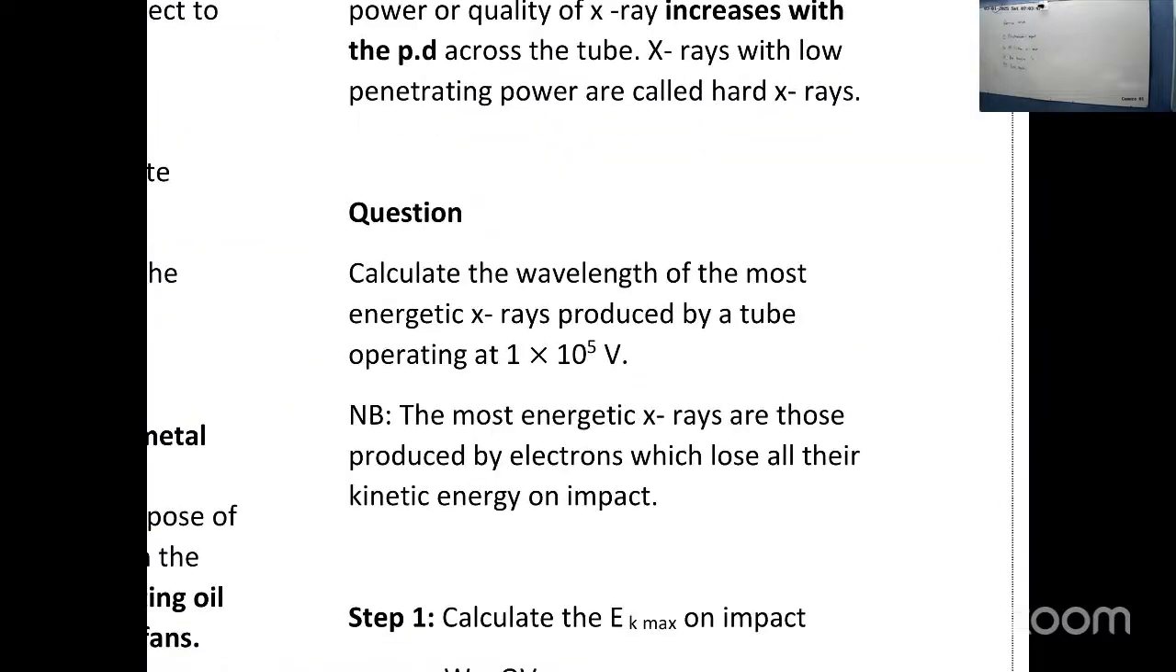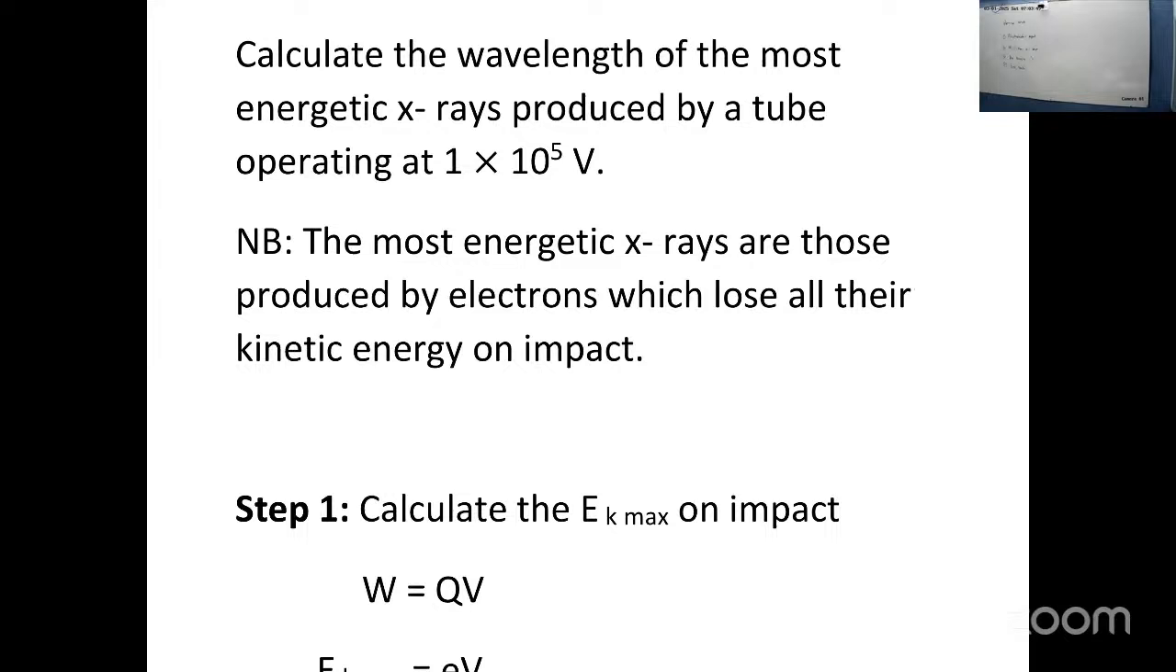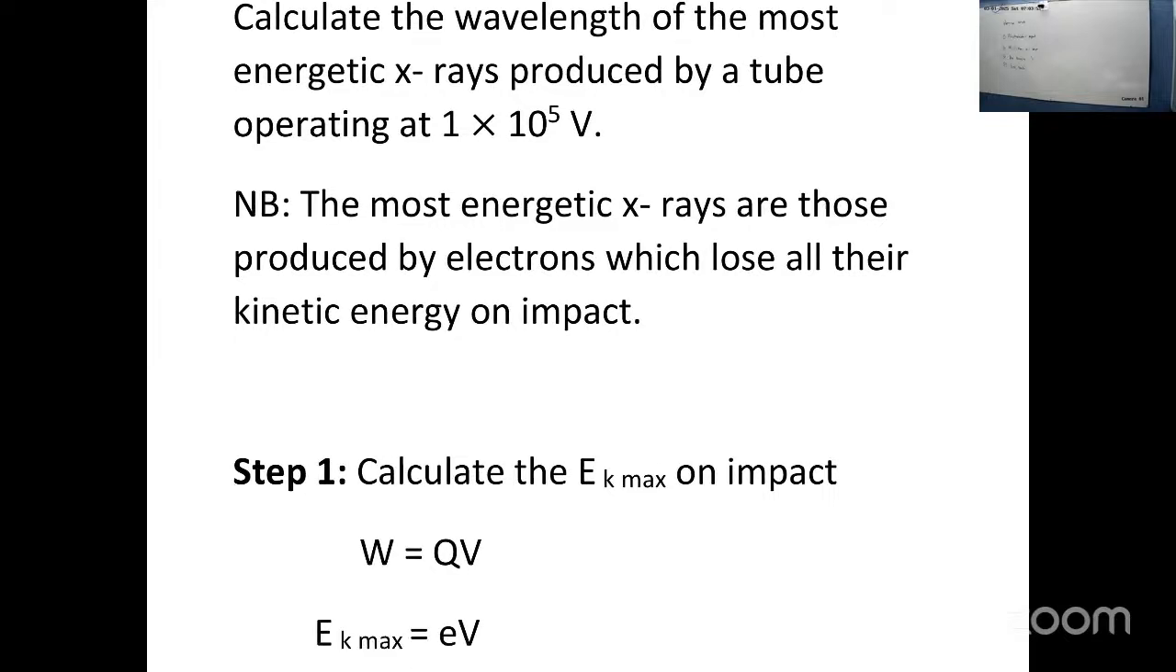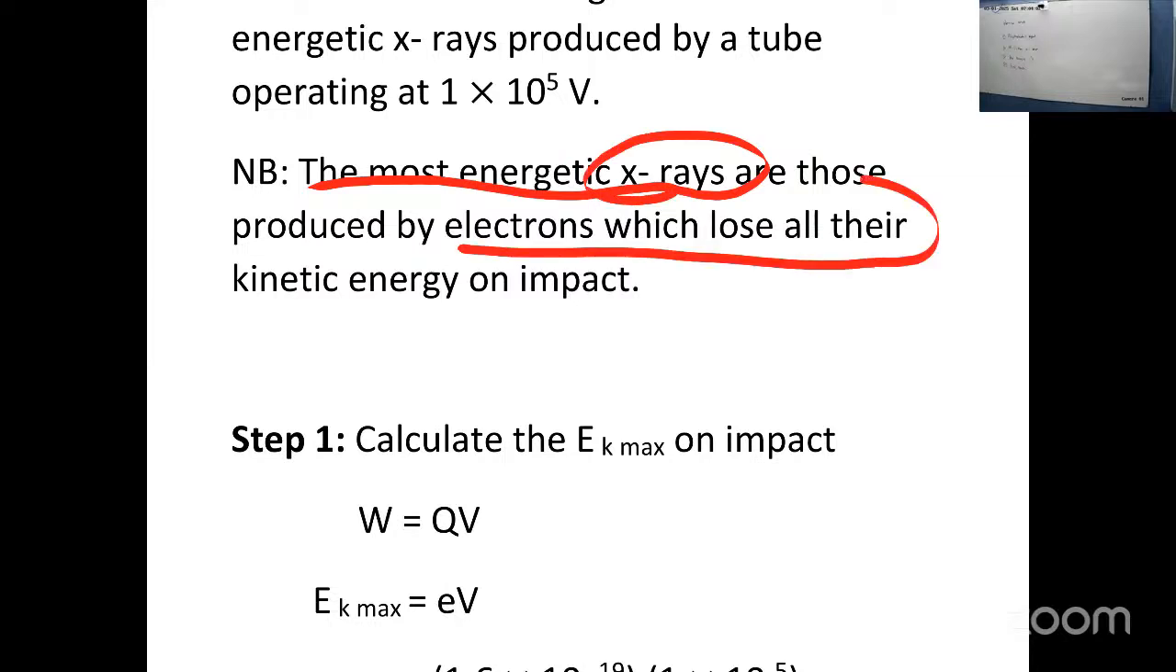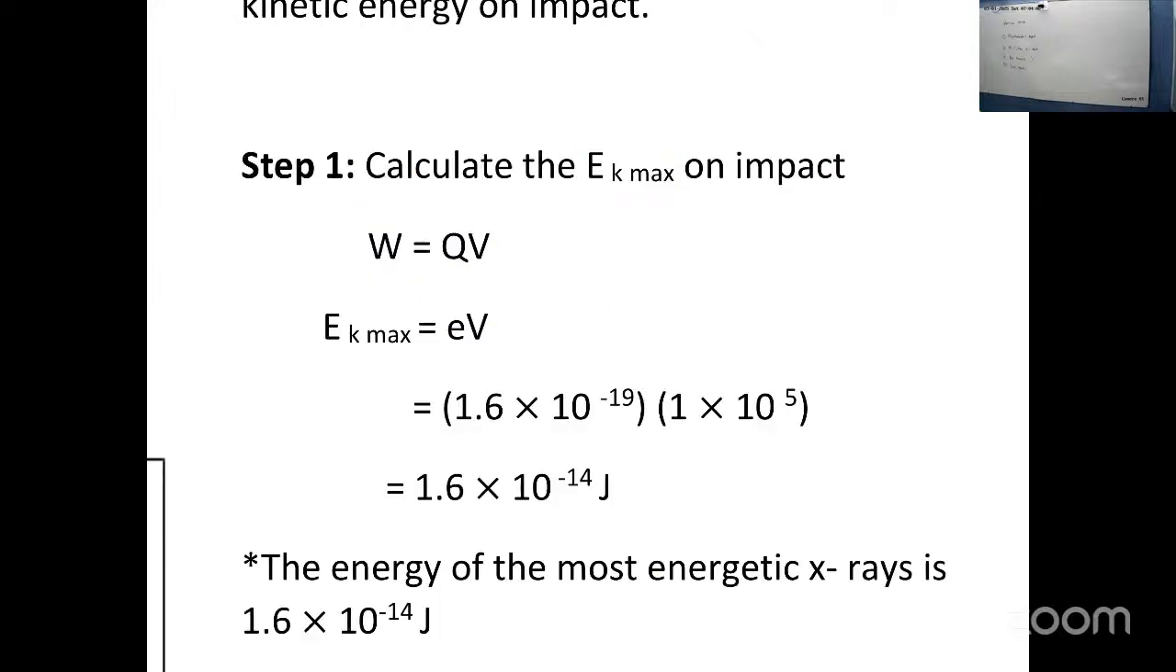Here's a small question. Calculate the wavelength of the most energetic X-rays produced by the tube. They give you the voltage. You have to remember that the most energetic X-rays are produced when the electrons lose, most important word there, all of the energy. So I'll show you the working here.